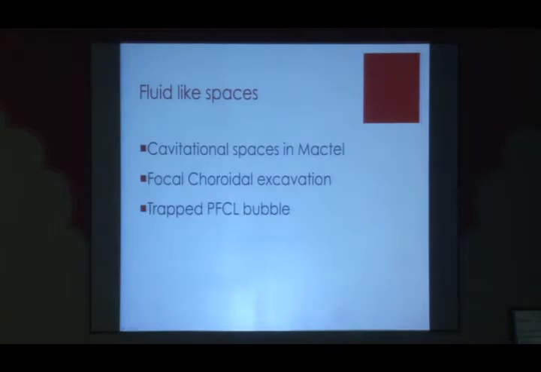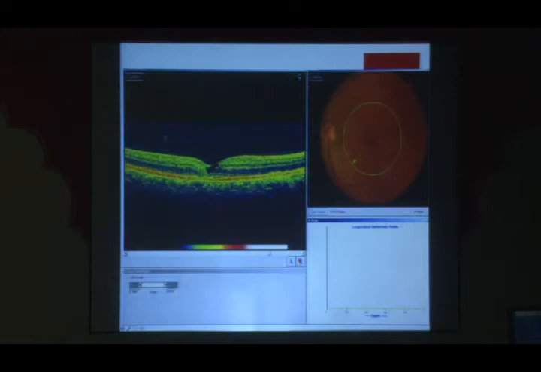This is perhaps the last two slides. I'll close with that. You can get cavitational spaces in the macula, or so-called MacTel, and focal choroidal excavation and a trapped PFCL bubble. So one example of each.